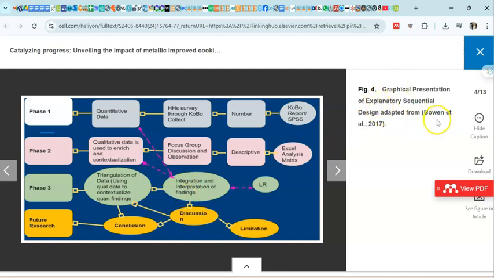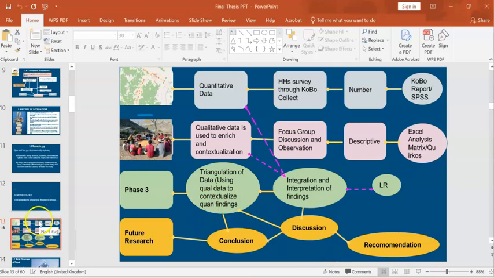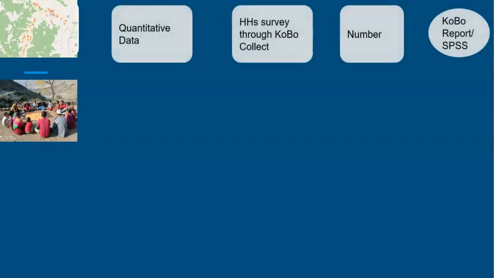and I borrowed it, cited from Bowen et al. 2017. Now let's see this step by step. Let's go to my presentation here, which I have developed for your reference and easy understanding. There are altogether 4 stages in this explanatory sequential research design, and the first part is conducting a quantitative survey, or collecting data from the field.